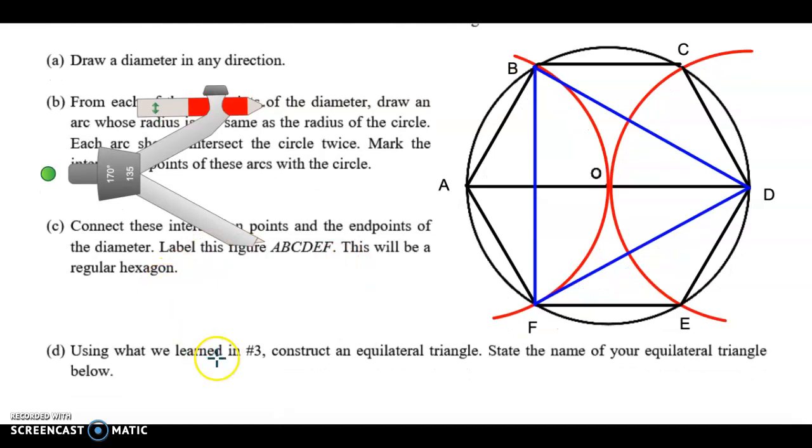Okay, so using what we learned, we already did this part D already. Using what we learned in number 3, construct an equilateral triangle. State the name of my equilateral triangle. So you connect every other point, and that triangle would be triangle BDF.